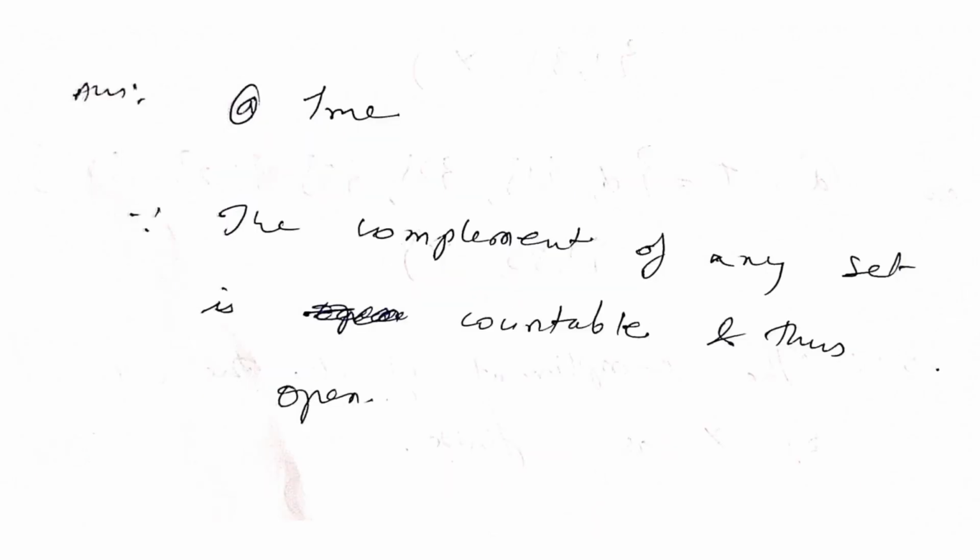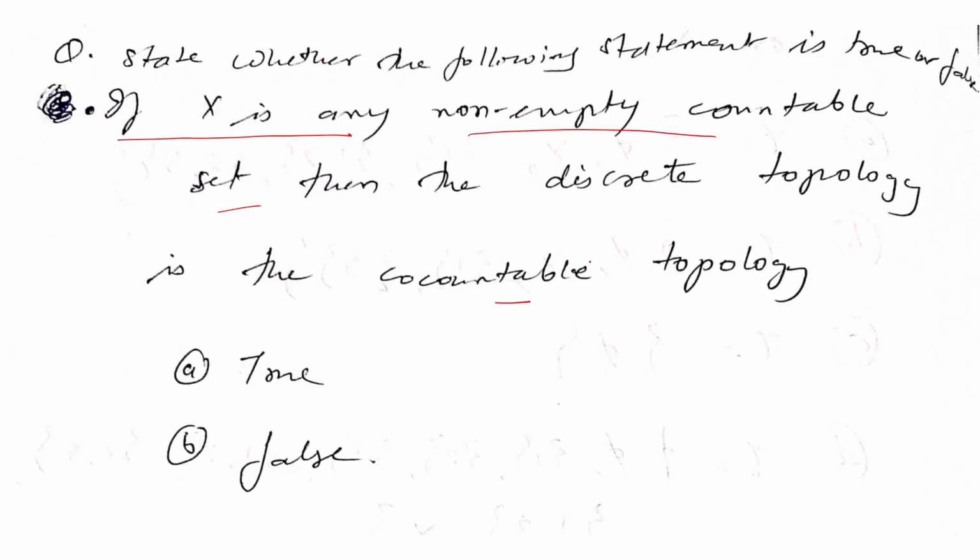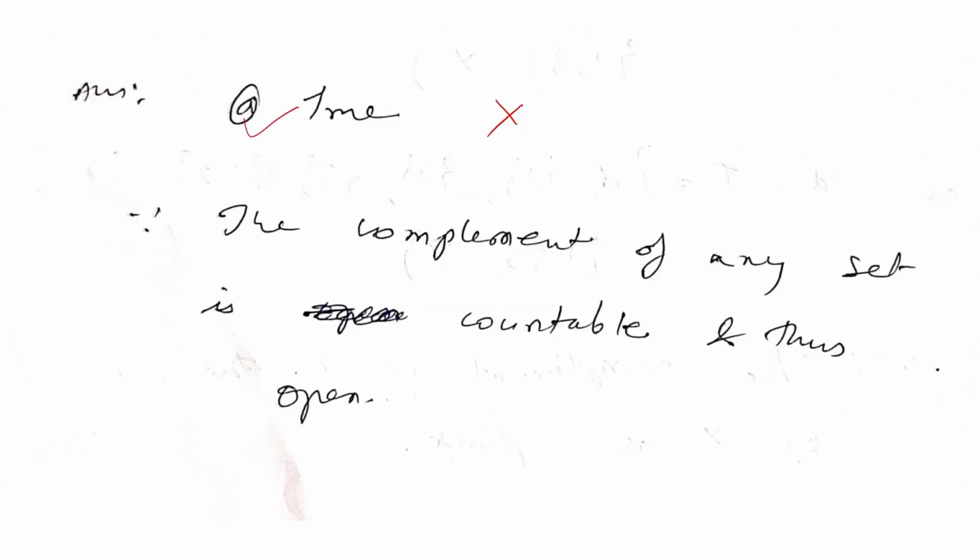So the answer will be true, because here our set X is countable. So obviously, if you take any subset, then its complement will again be countable. So this is true. I hope it is clear. Shall we move to the next question?